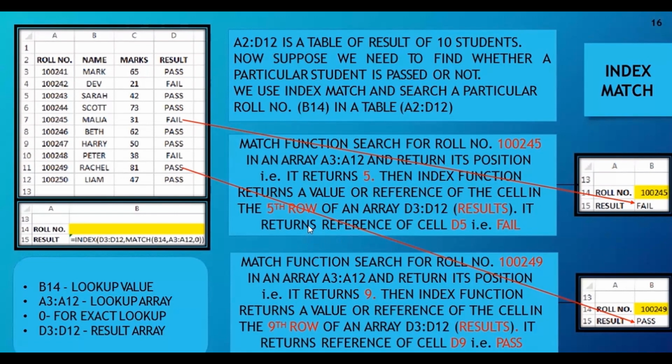This is the reference of the cells, the fifth row, on the array D3 to D12, and the result, reference D5, is fail. You can see here the result is fail. Lookup value, lookup array, 0 for exact match, and result array.